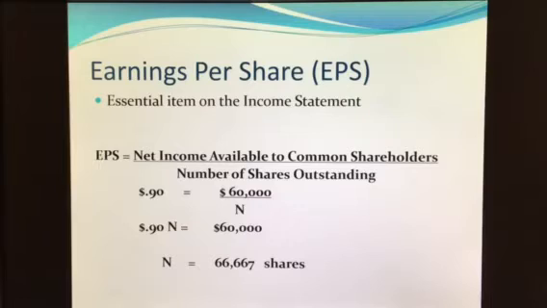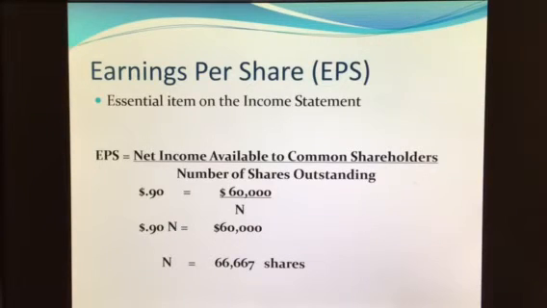However, if the company has outstanding certain hybrid securities such as preferred stock, then preferred shareholders generally have a claim on dividends that comes prior to those of common shareholders. And so net income available to common shareholders would be net income reduced by any preferred stock dividends applicable for that particular year. We'll talk more about that later on.